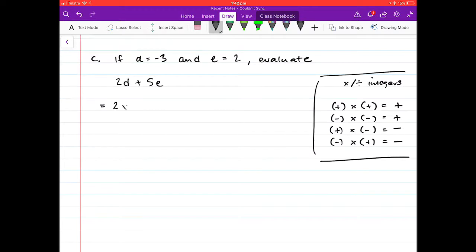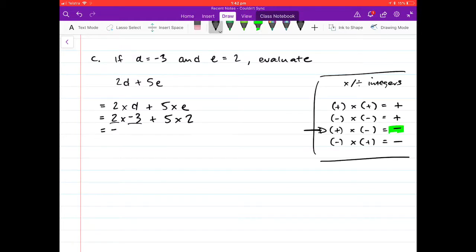Now 2D is the same as 2 times D plus 5 lots of E. All right, and again, you can skip that step and substitute straight in 2 lots of negative 3 because D is negative 3 plus 5 lots of 2 because E is 2. Now we look at each of these parts individually. We've got a positive multiplied by a negative here. So positive multiplied by a negative is this, and it's going to give us that negative outcome.